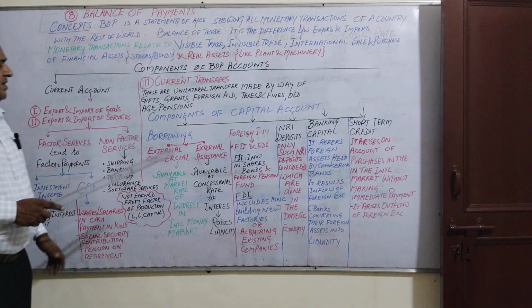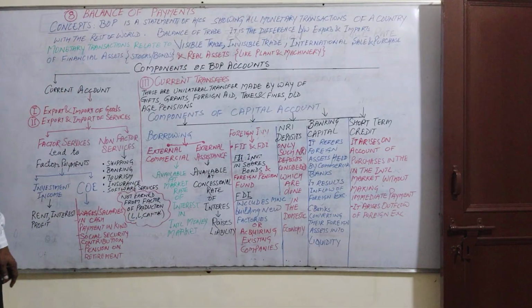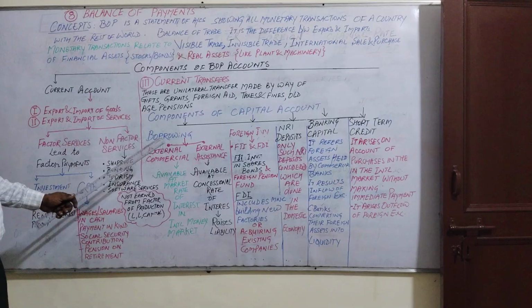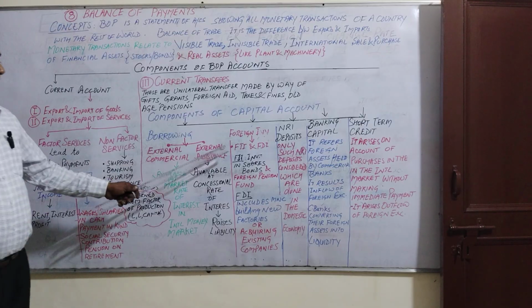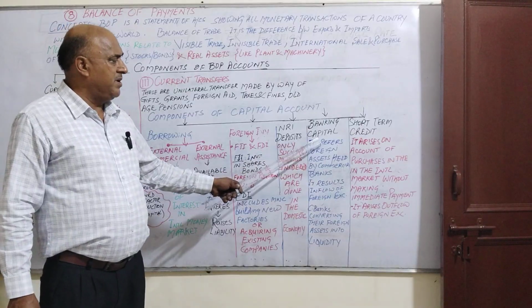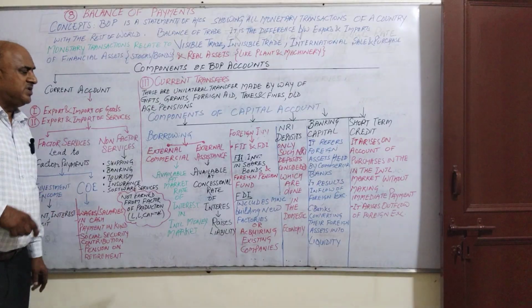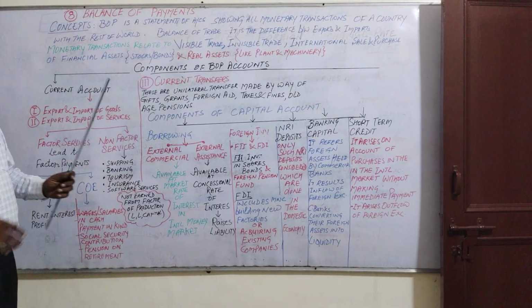And the second part is the components of capital account. The components of capital account are: borrowing, foreign investment, NRI deposits, banking capital, and short-term credit. I am going to discuss these one by one.